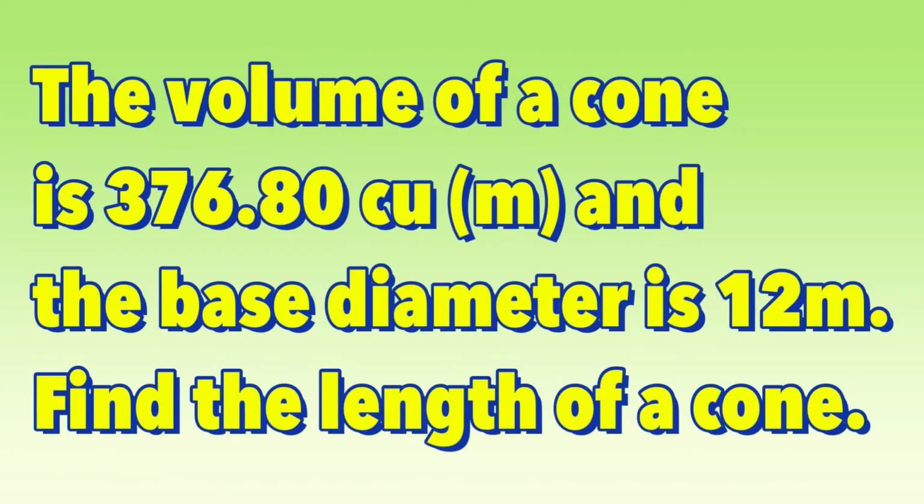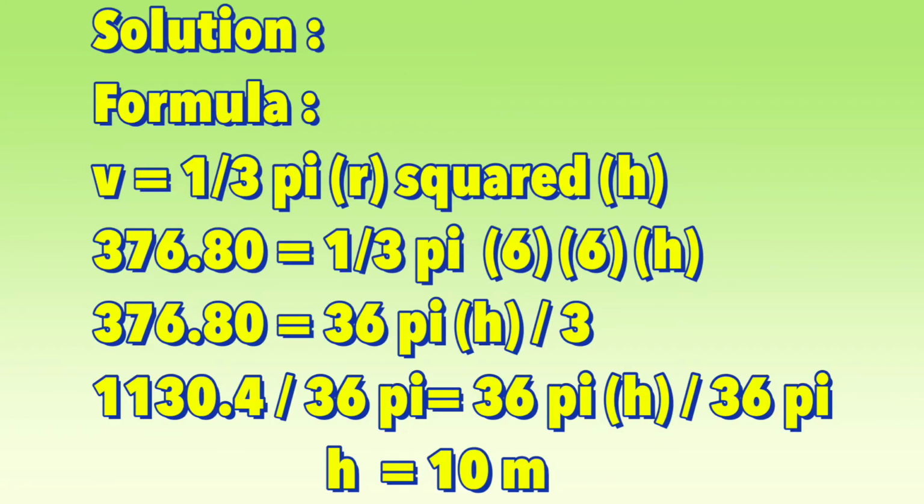Now we come to the third problem. The volume of a cone is 376.80 cubic meters, and the base diameter is 12 meters. Find the height of the cone. Okay, the same, we're going to use the formula of a cone. Volume equals 1/3 pi r squared times height, and the given is 12, the diameter. So we're going to divide it by 2 just to get the radius, because we need the radius.